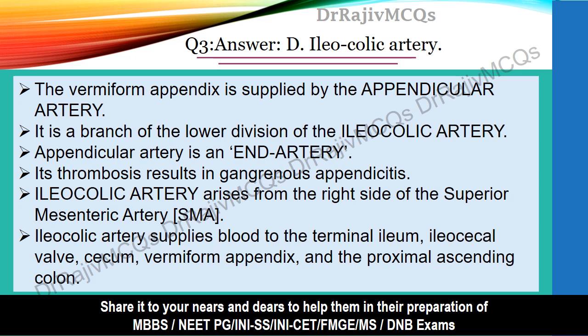The appendicular artery is an end artery. Its thrombosis results in gangrenous appendicitis. The ileocolic artery arises from the right side of the superior mesenteric artery. The ileocolic artery supplies blood to the terminal ileum, ileocecal valve, cecum, vermiform appendix, and the proximal ascending colon.